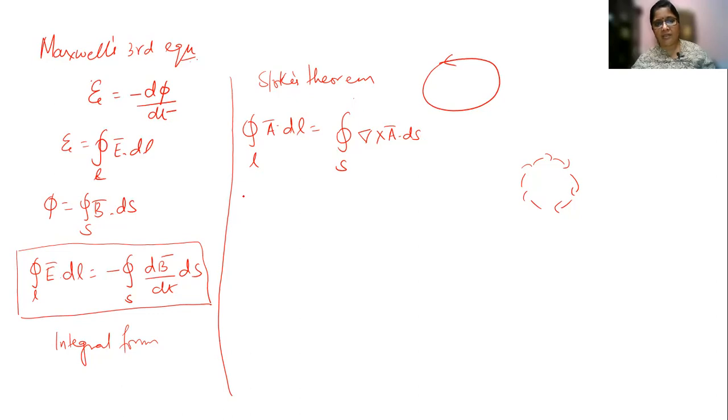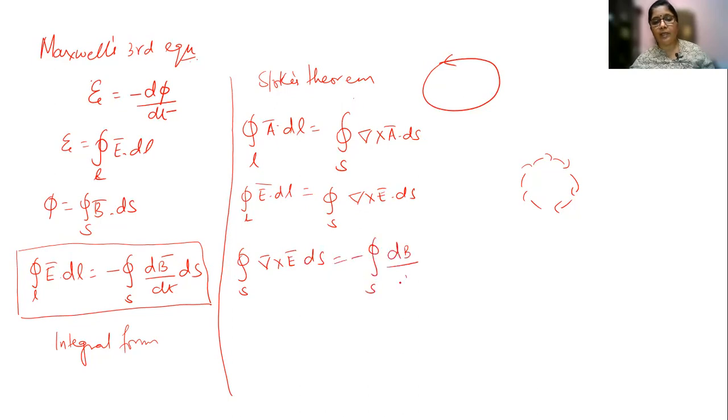So applying the same analogy, what can I write? I can write the line integral of E dot dl is equal to the surface integral of the curl of E over ds. So I'm going to substitute here in this place. What will I get? Surface integral of del cross E dot ds is equal to minus surface integral of dB by dt into ds. Again, both are surface integrals over an arbitrary surface ds. So I can write del cross E is equal to minus dB by dt.